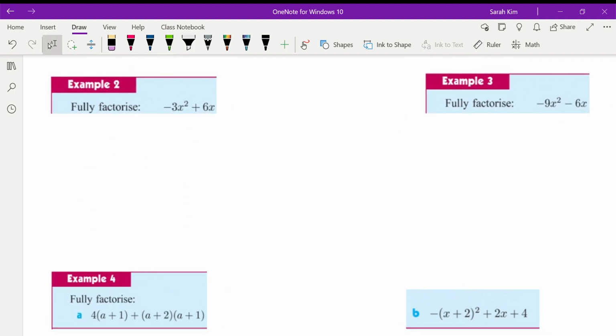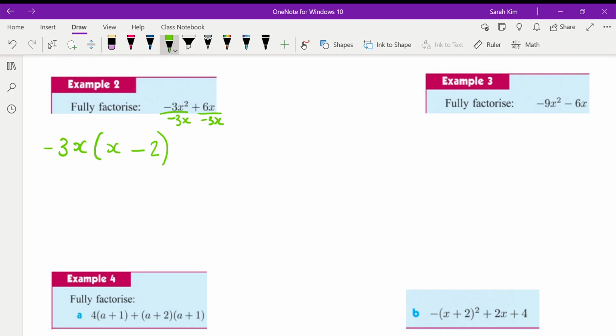Next one, I'm going to divide it by a 3, maybe a minus as well, because I don't like minuses. And then I'm going to take out an x as well. Then your answer is going to be divide each term by minus 3x, because that's our common term. So it's going to be x for the first term, and then minus 2 for the next term, because plus 6 divided by minus 3 is minus 2, and the x's cancel out.